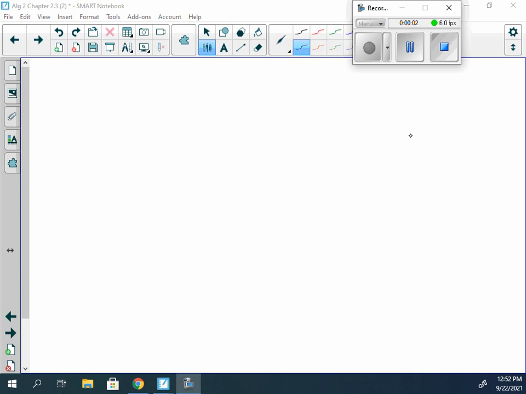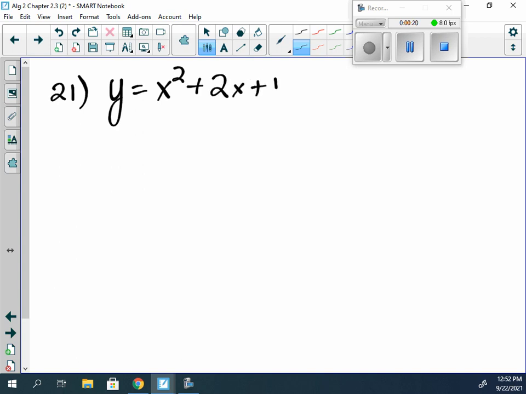Before we look at the last few problems for 2.3, there was a question on homework assignment 2.2, question number 21. The formula is y equals x squared plus 2x plus 1, and we want to find the vertex and axis of symmetry for this parabola.